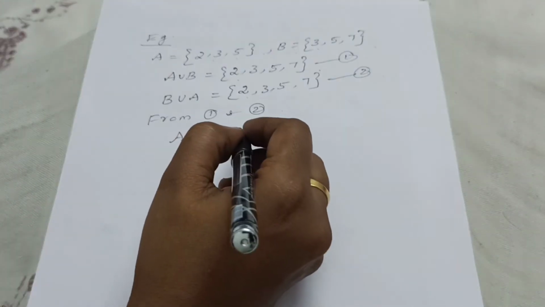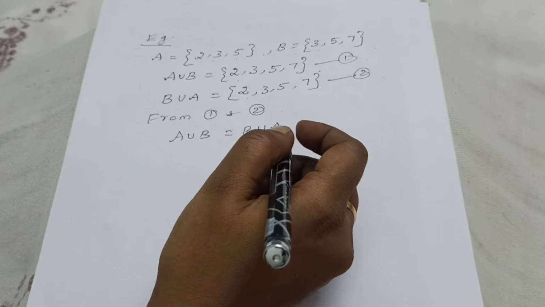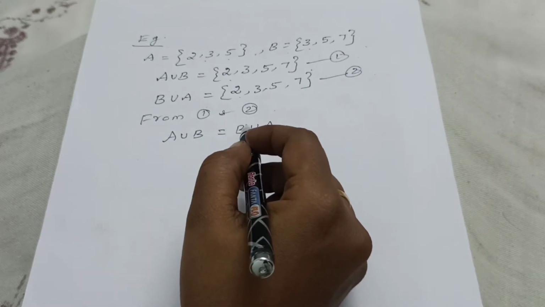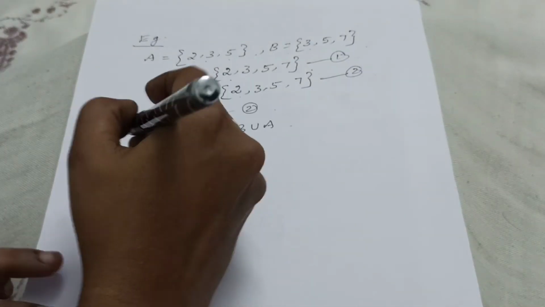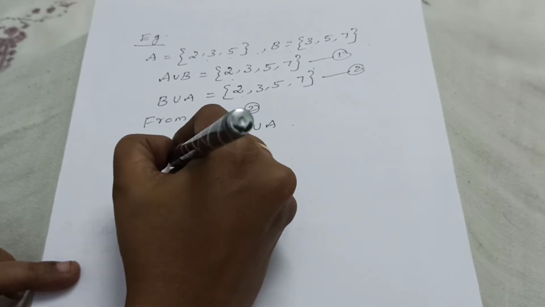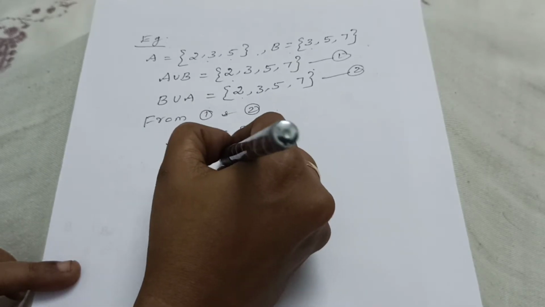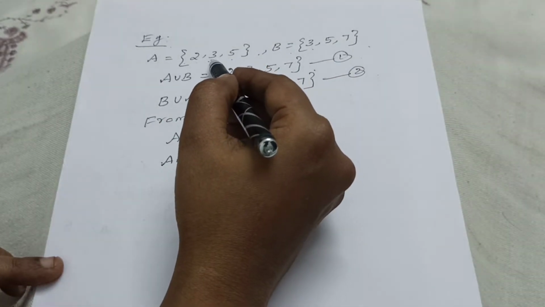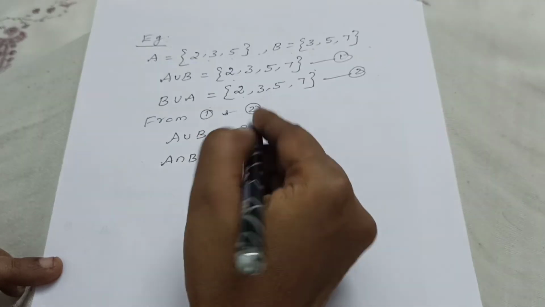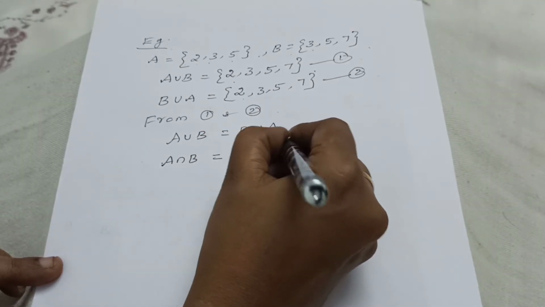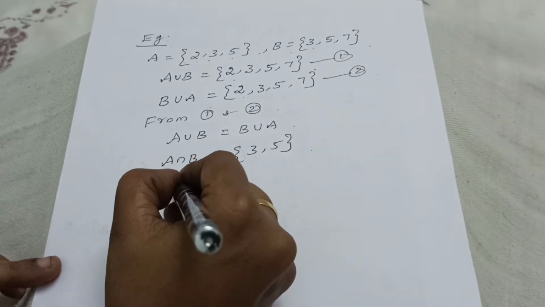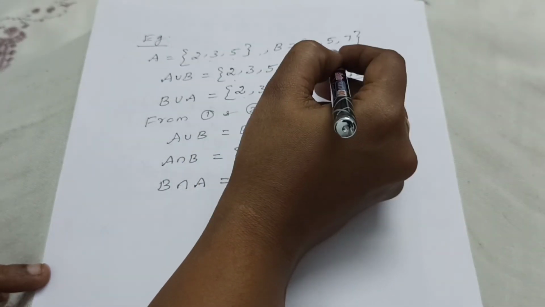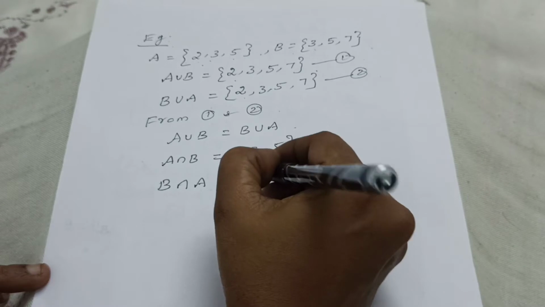Then like this, intersection also we have to check. Here union is commutative; this is the commutative property of union of sets. These two are equal. Then A intersection B is equal to the common elements of A and B, 3 and 5, the set of 3, 5. Then next we have to find B intersection A. First we write B and A, and the common elements are 3, 5.